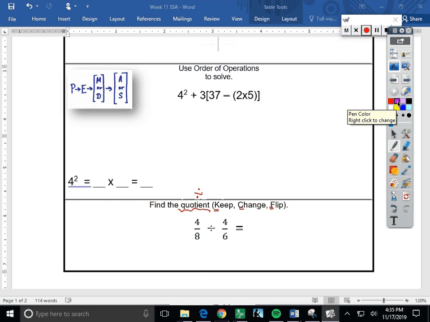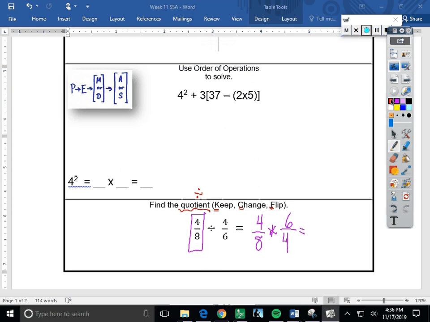Could we go ahead and keep the 4/8 the way it was given to us? Absolutely. What would we change our division to? Hopefully you'd think of its opposite. The opposite of dividing is multiplying. And last it says flip. Well, that means we're going to have to turn our second fraction into its reciprocal. Those numbers are going to look like they flip positions. So the 6 that was on the bottom moves to the top, and the 4 that was in the numerator moves to the denominator.